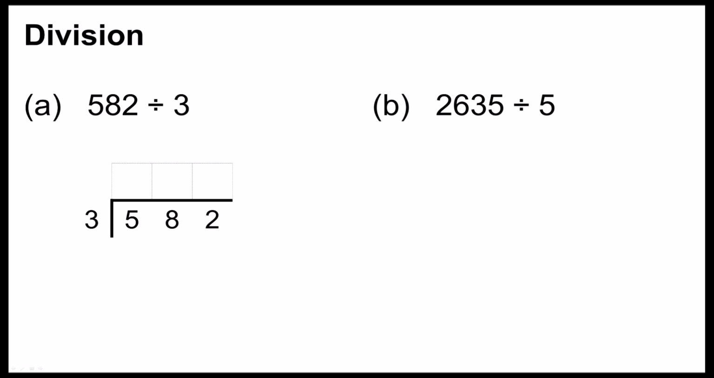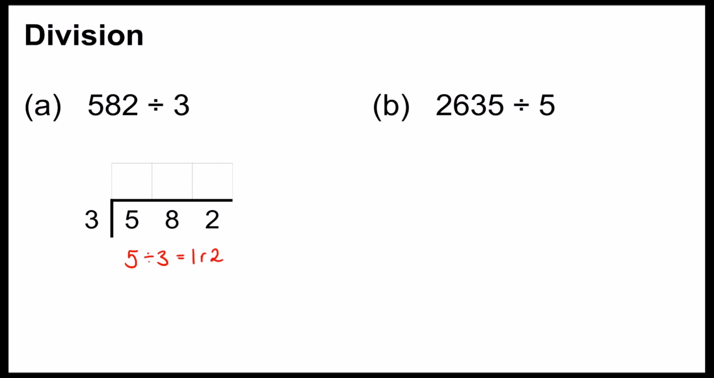You can see that the number I'm dividing into, 582, goes inside my bus stop, and the divisor 3 goes on the outside to the left. To work out our answer, all we need to remember is that we're dividing everything in our bus stop by 3. To do this, I'm going to start off on the left and work my way along. So my first division is 5 divided by 3, and if I do that, I get 1 whole 1 with a remainder of 2.